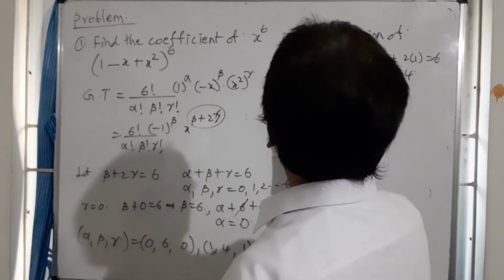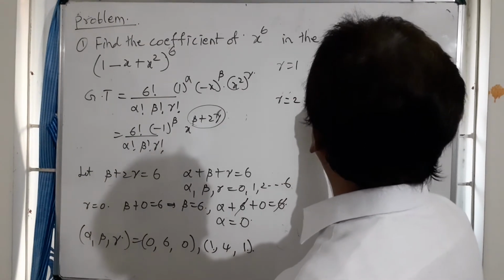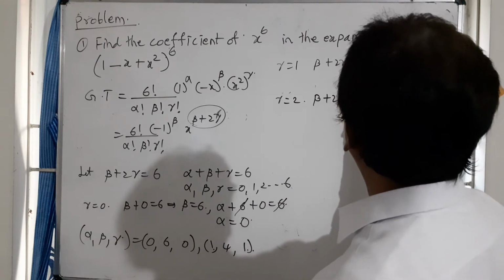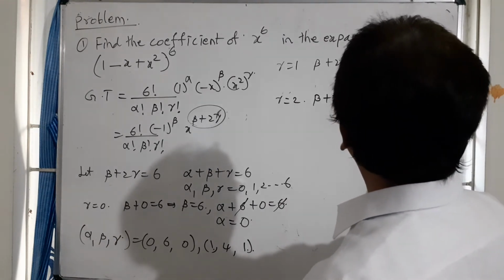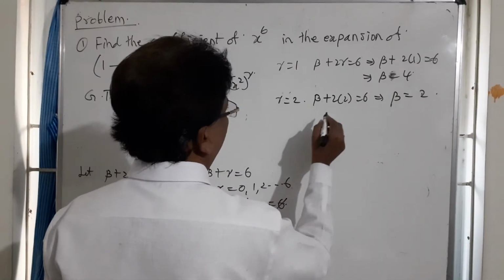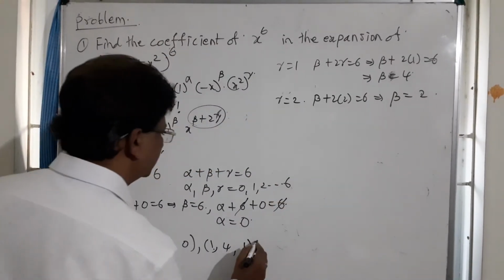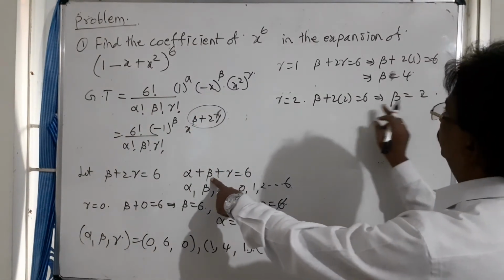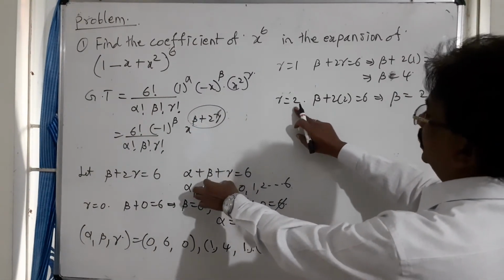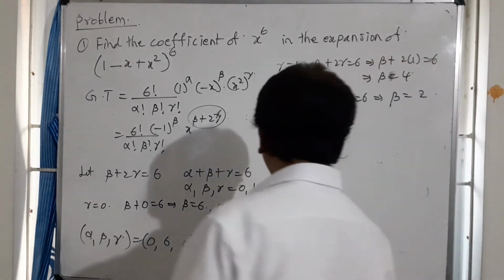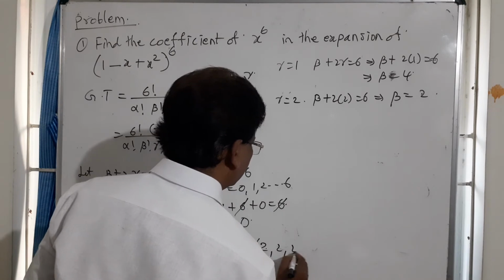Next, whenever you take gamma is equal to 2, how much value will come? Beta plus 2 into 2 is 6, that is beta is equal to 6 minus 4, 2. Okay, alpha value how much? Here let us write alpha value, beta value 2 here, 2 plus gamma 2, 2 plus 2, 4, 6 minus 4, 2, alpha also is 2. So everything is 2 here.